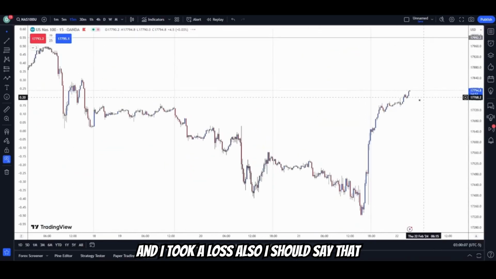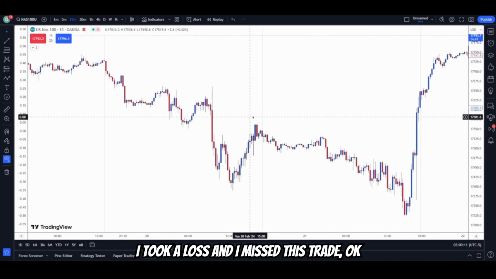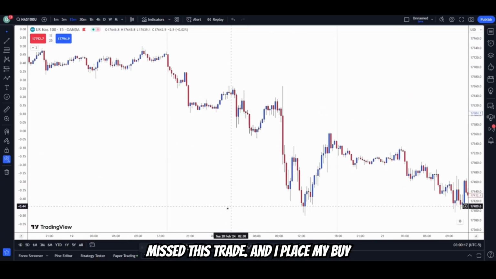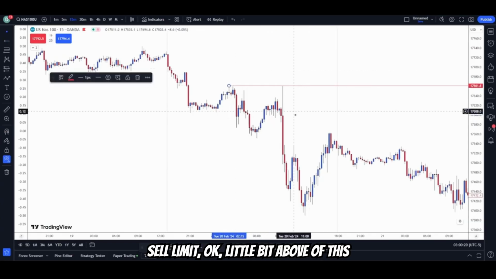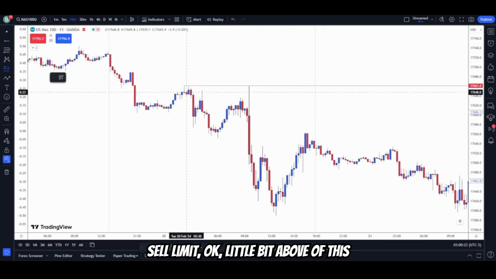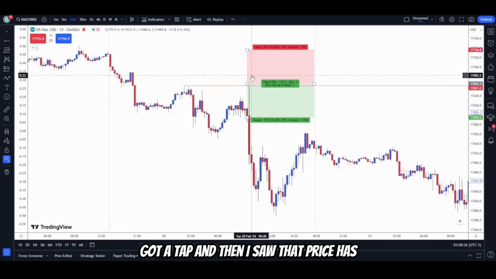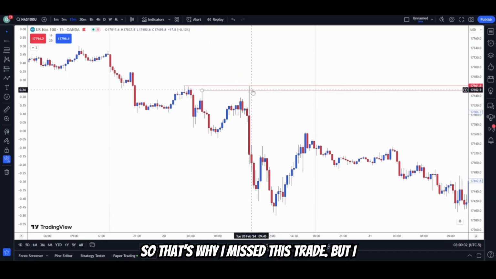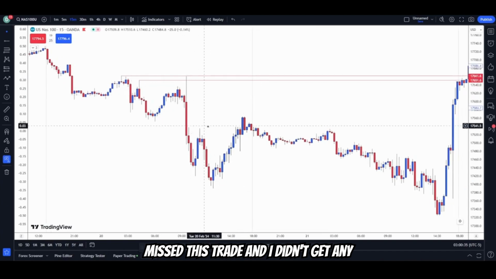And I took a loss also, I should say that I took a loss, and I missed this trade, okay? On Tuesday I missed this trade, and I placed my sell limit a little bit above this level right over here, okay? But I didn't get a tap, and then I saw that price had already gone above this level, right? So that's why I missed this trade. And I didn't get any entry afterwards.